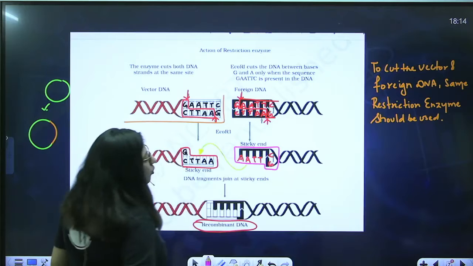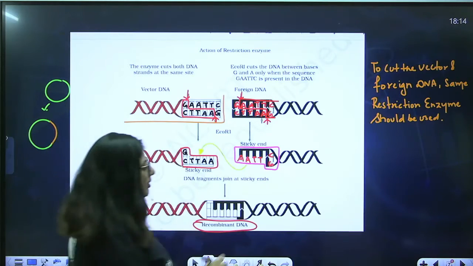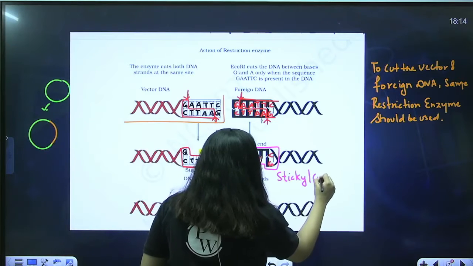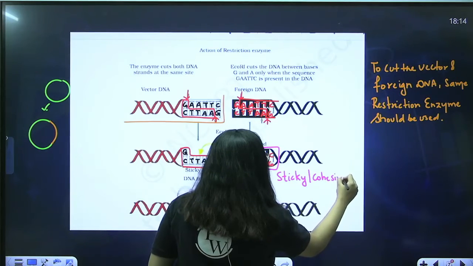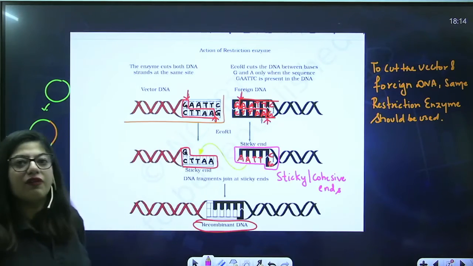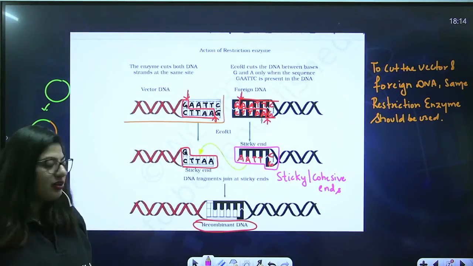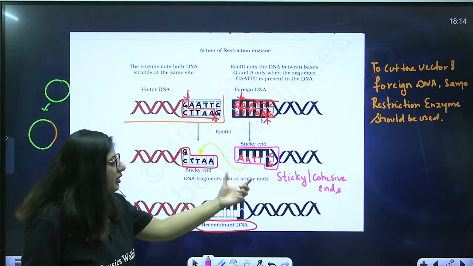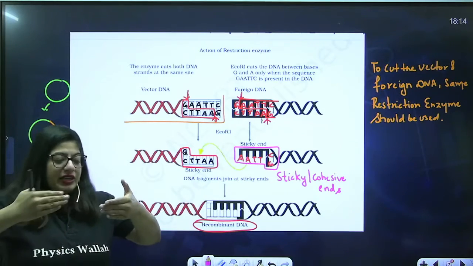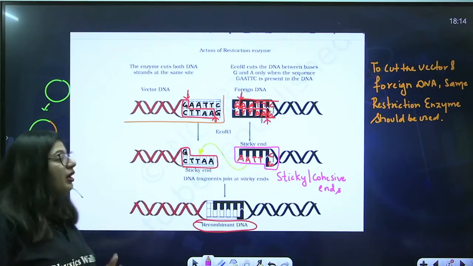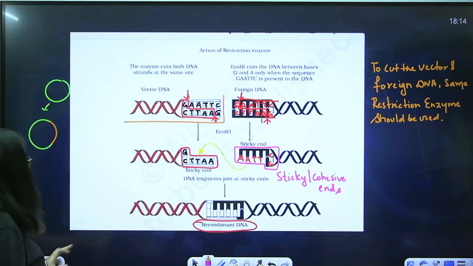These ends are known as sticky ends. What do you call them? Sticky or cohesive ends. There is one more type of end that is formed, known as blunt ends or flush ends. I'll draw that again. So these types of ends are sticky or cohesive ends because they are very easy to stick. They stick nicely to each other. The other type of ends that are formed are blunt ends.